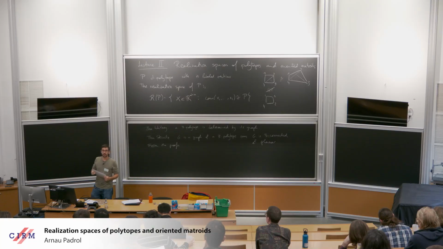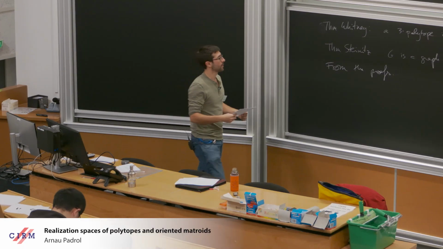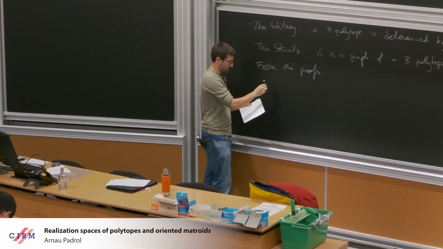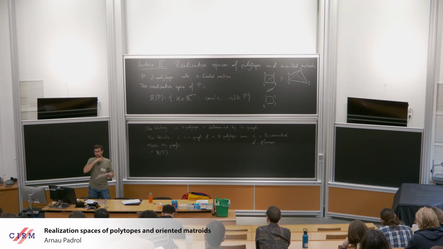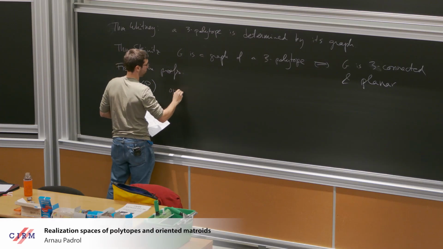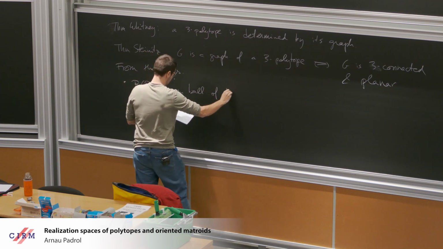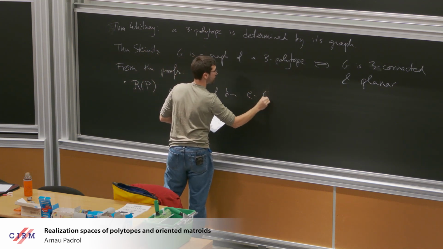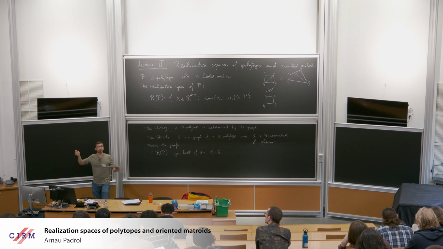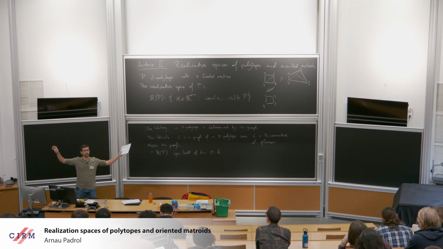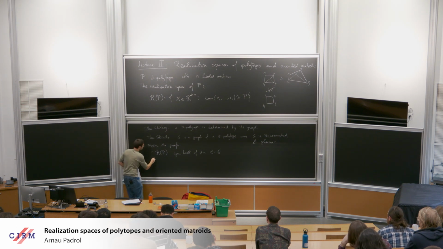In particular, from the proofs, you understand quite well the structure of the realization space of a three-dimensional polytope, okay? And from the proofs, you see that this realization space of a three-dimensional polytope is an open ball of dimension number of edges minus 6. So this is a very precise statement. In particular, it's contractible, so you can go from any realization to any other continuously without changing the combinatorial type along the path. It contains rational points.